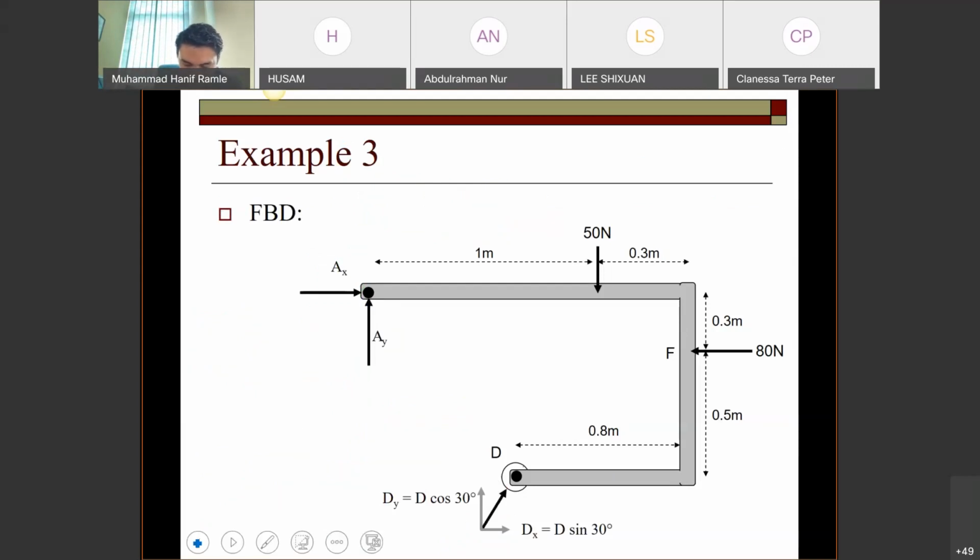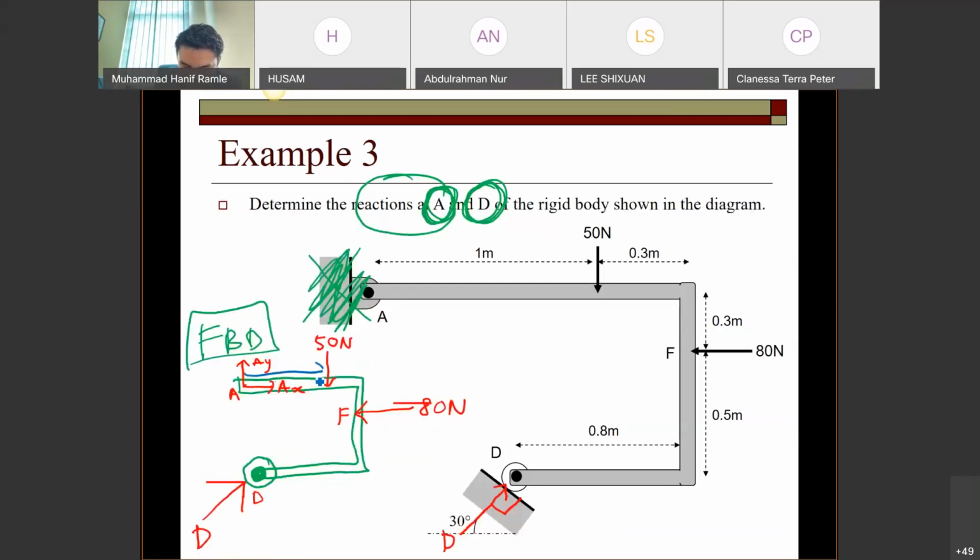This dimension, this one, and this one. 3.8, 0.5, 0.3, 0.3, and also 1. Okay, finish. This is your FBD.